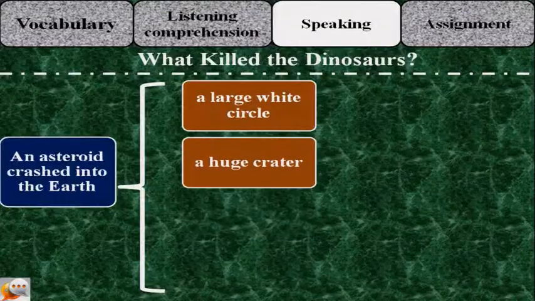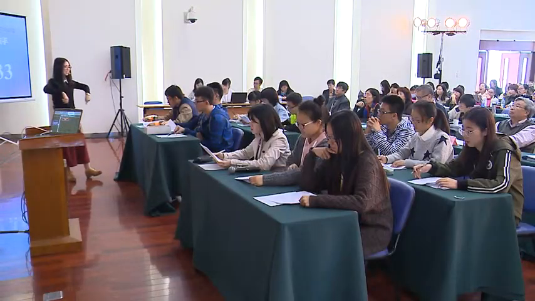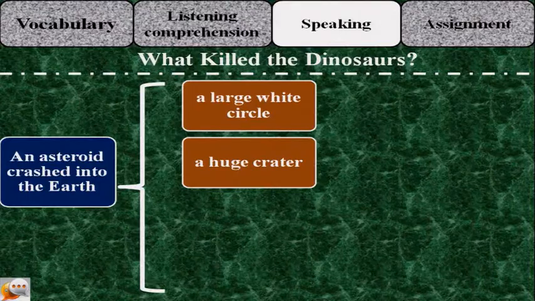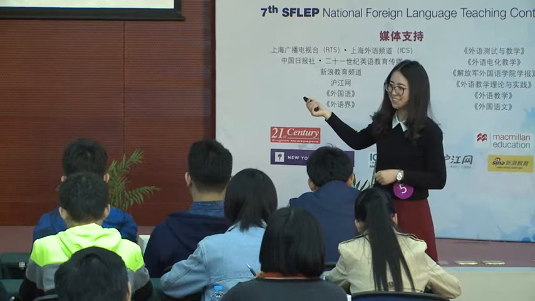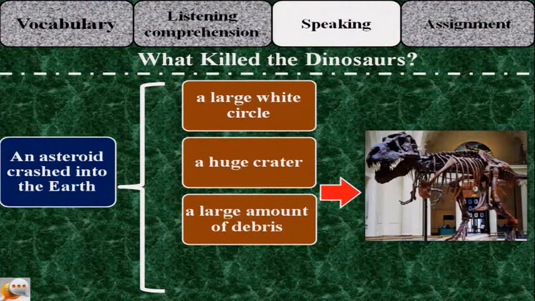First thing is the white circle, yeah? Do you still remember? The second thing is what? Yeah, the shock wave. And we can say the word, do you still remember? I just introduced you. A crater, a huge hole created by the asteroid. And what else? Debris, great. Debris, a huge amount of debris. So all of this may have contributed to the extinction of dinosaurs.